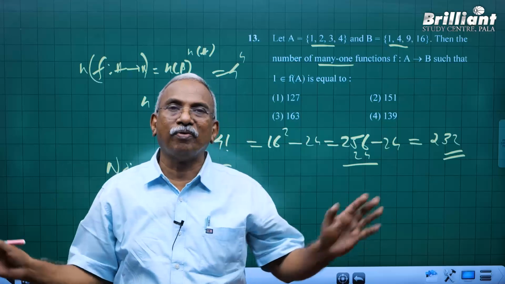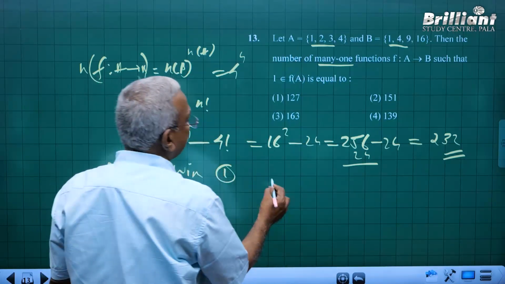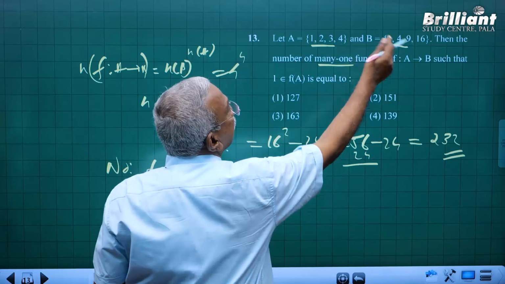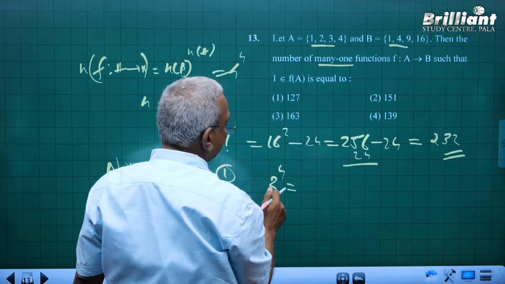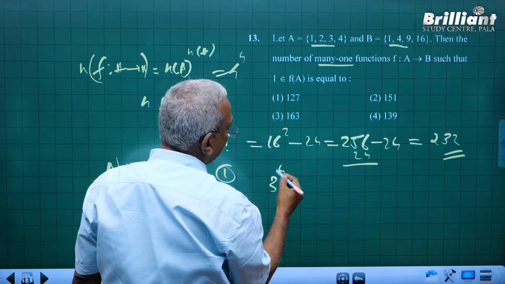So there is not a problem for that. How many of them do not have that 1? We can choose it as what? 3 raised to 4, because here it is 3 elements without 1 and there are 4 elements in A. So 3 raised to 4 is what? That is equal to 81, right.